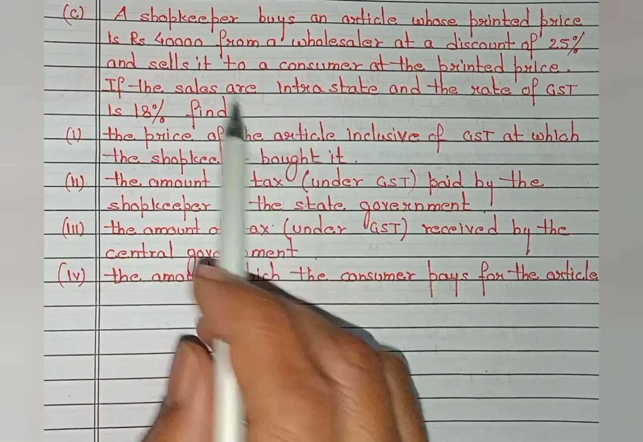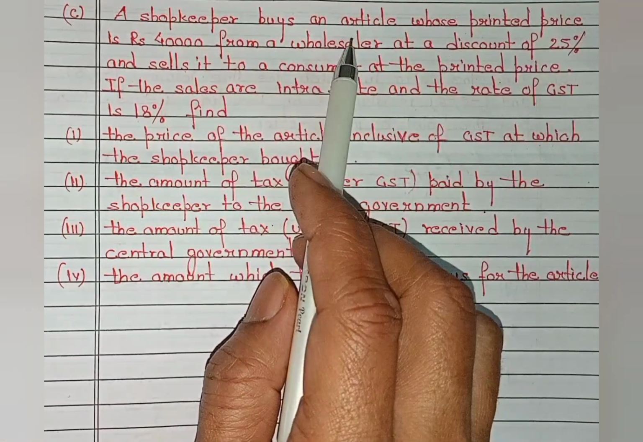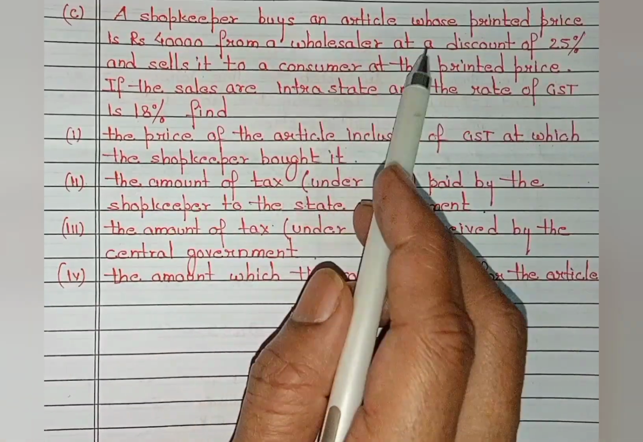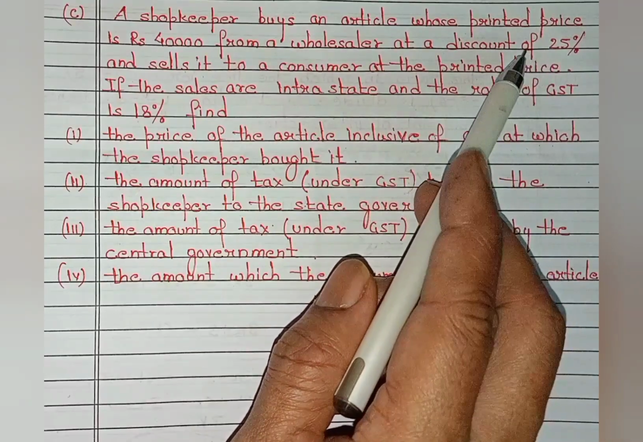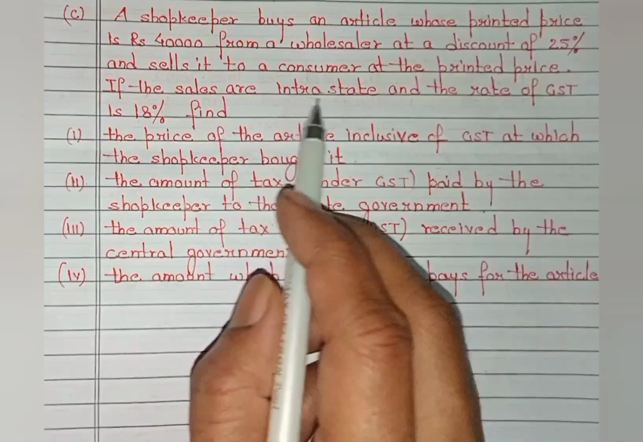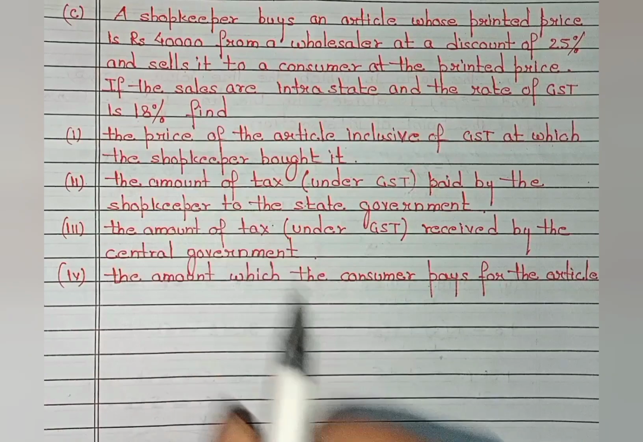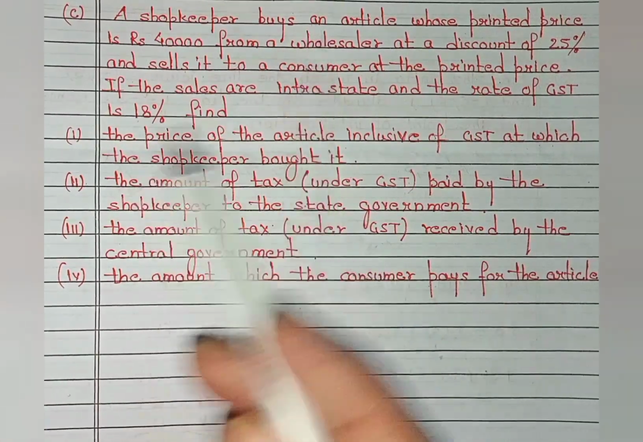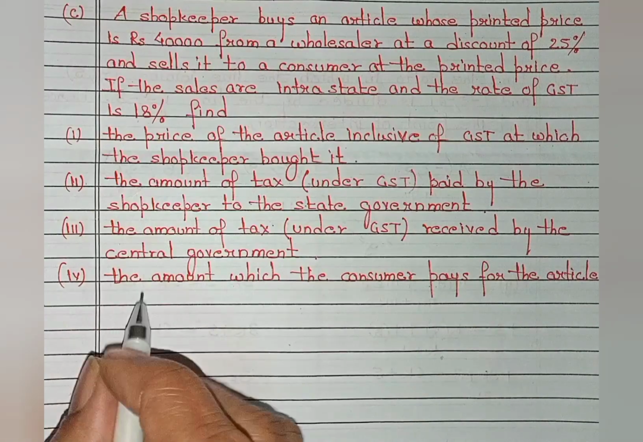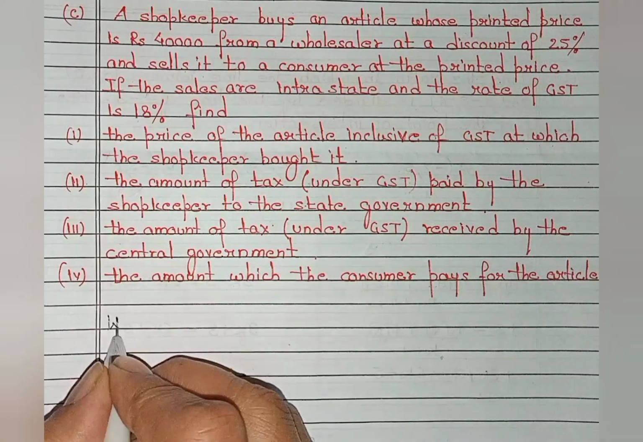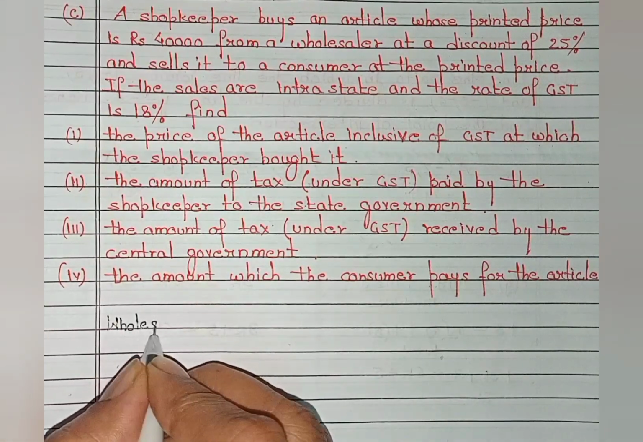Now if we go through this question, they say a shopkeeper buys an article whose printed price is rupees 40,000 from a wholesaler at a discount of 25%, and then he sells it to consumer at the printed price and the sales are intrastate and the rate of GST is 18. Now if you go through the question, you will be finding that there are two sellers. The first seller is the wholesaler and the second one is the shopkeeper. So we will be doing the calculation for the first seller, that is wholesaler.